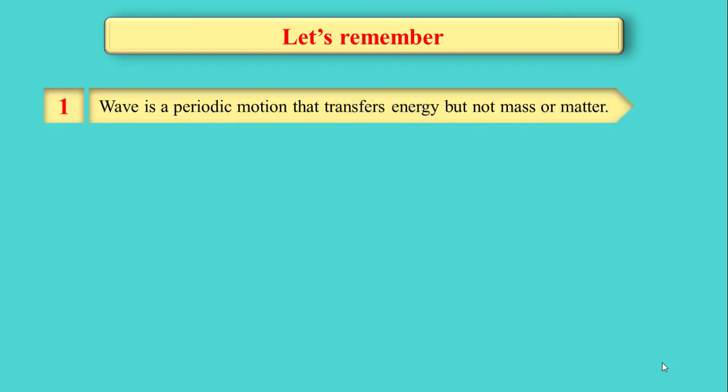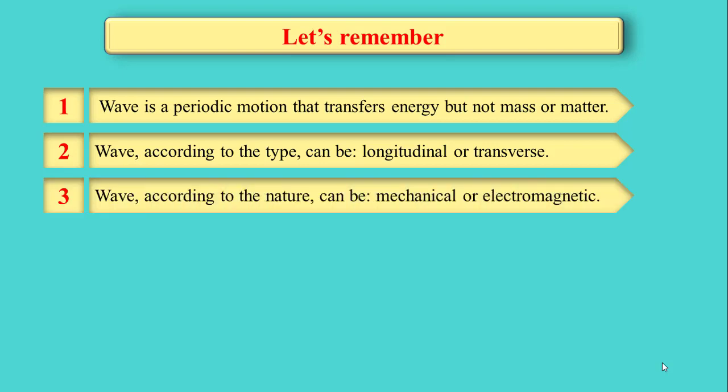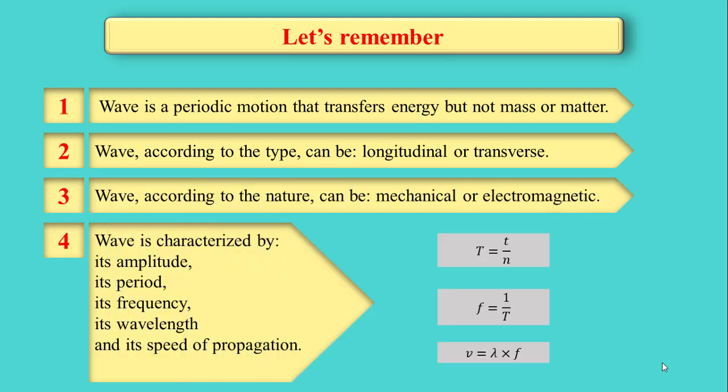1. Wave is a periodic motion that transfers energy but not mass or matter. 2. Wave, according to the type, can be longitudinal or transverse. According to the nature, can be mechanical or electromagnetic. Wave is characterized by its amplitude, its period, its frequency, its wavelength, and speed of propagation.